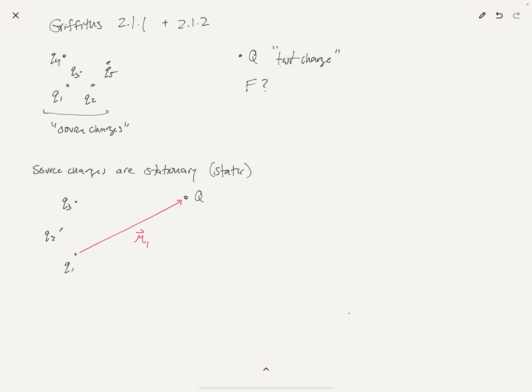And I know Coulomb's law from my previous E&M course, which tells me that the force from charge 1 on my test charge is then equal to 1 over 4 pi epsilon naught, my source charge, which is generating that field, my test charge, the magnitude of that distance squared, and it's in the direction of that vector. This is Coulomb's law.